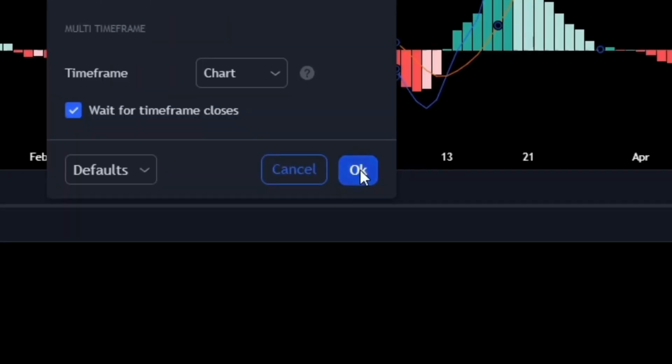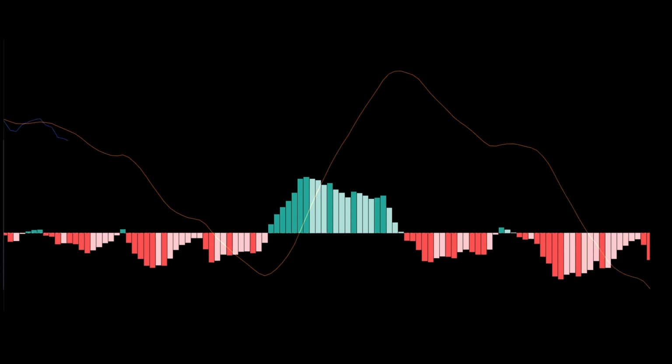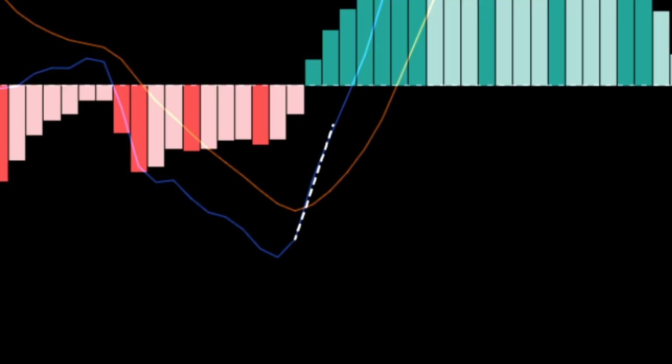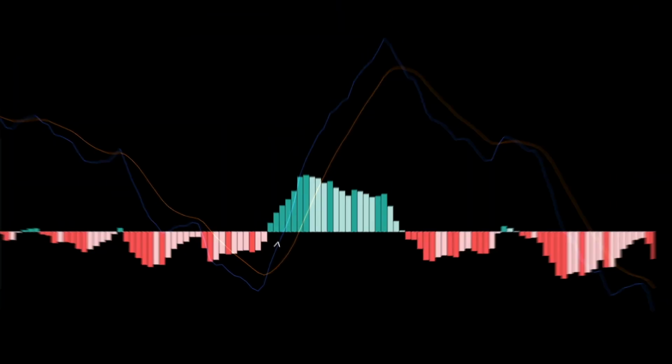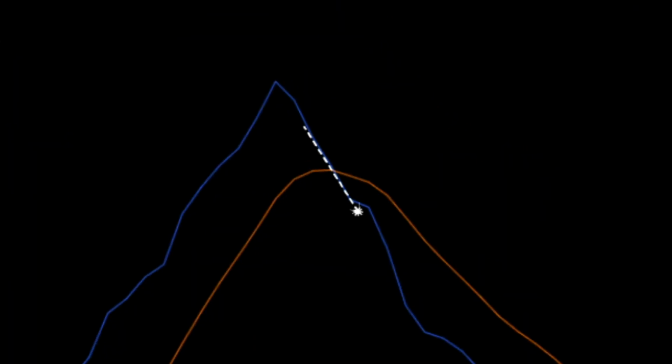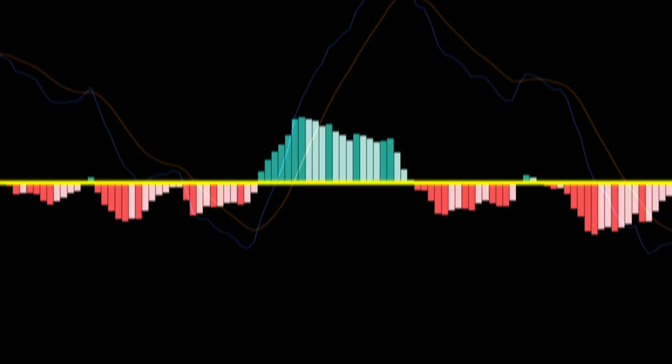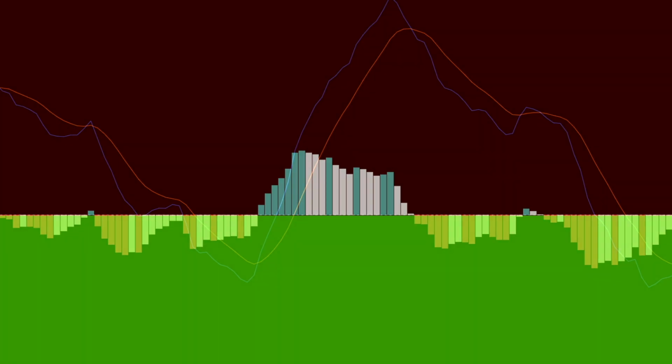And we click OK. The first rule to use this strategy is like this. We wait for the MACD line, or the blue line in this case, to cross the signal line, or the orange line. The second rule: if it's crossing from below to above, this means that this is the best moment to buy. And if the MACD is crossing the signal line from above to below, this means that we are expecting a downtrend and we should short. The third rule, as you can see here, this is the zero line. We will only short when the two lines are above the zero line, and we will only long when the two lines are below the zero line.